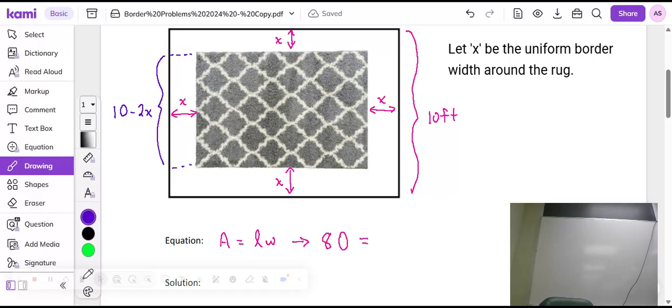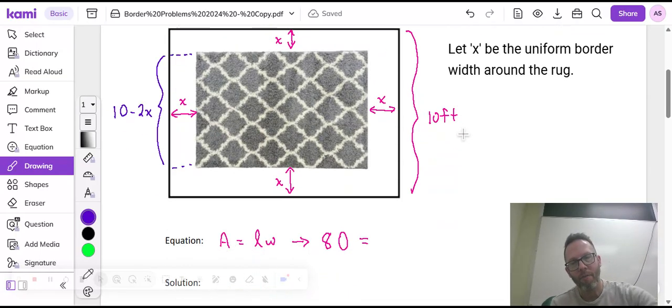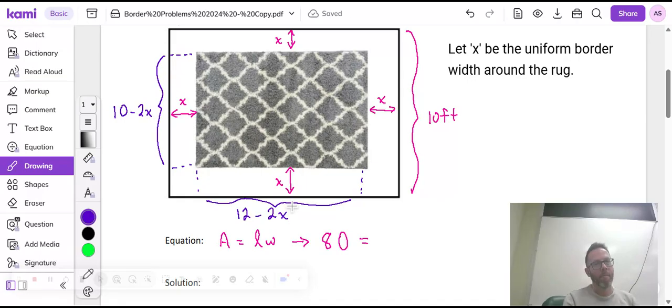And then, in the same way, what's an expression for the long side of the rug? Well, the whole room is 12 feet, and then on either side, you have to take off the border. So an expression for just that long side of the rug, I'll put it down here, would be 12 minus a border on each side. So 12 minus 2x.